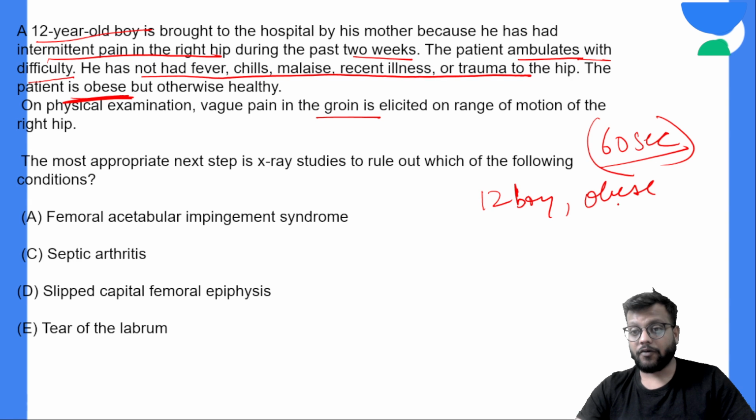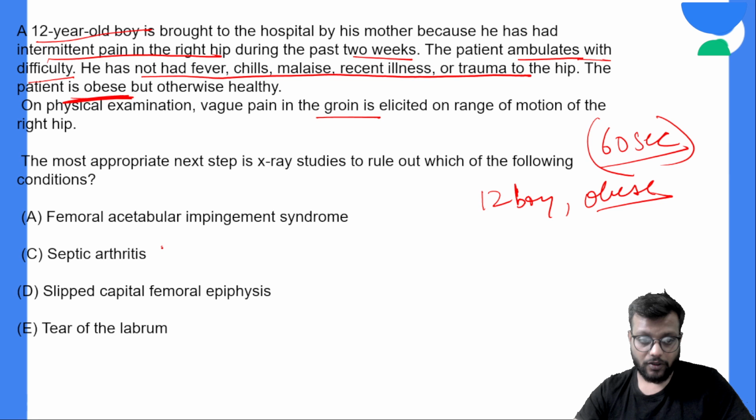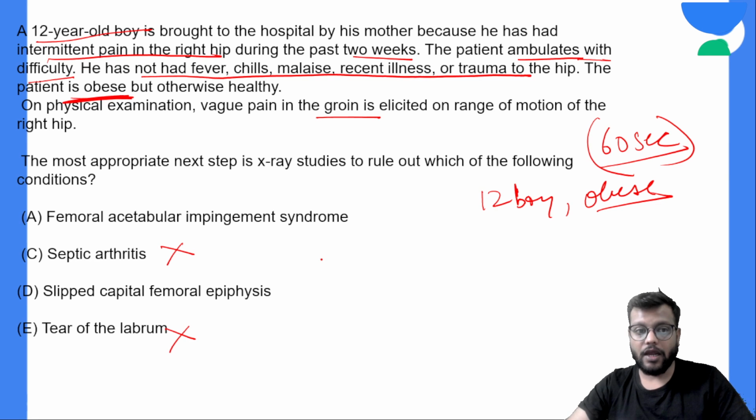obese, with no history of fever, chills, malaise, recent illness and trauma, meaning there will not be any infective pathology, nor any trauma like tear of the labrum. Now, range of motions are present, no trauma history. So femoral acetabular impingement syndrome or capital femoral epiphyseal. So here it is generally a bursitis, it is a kind of bursitis.